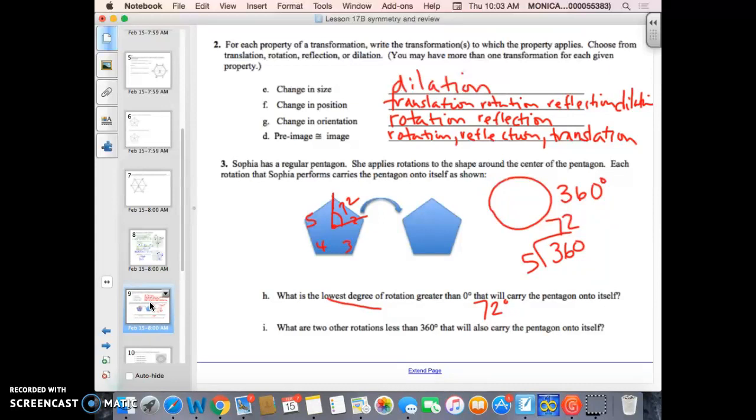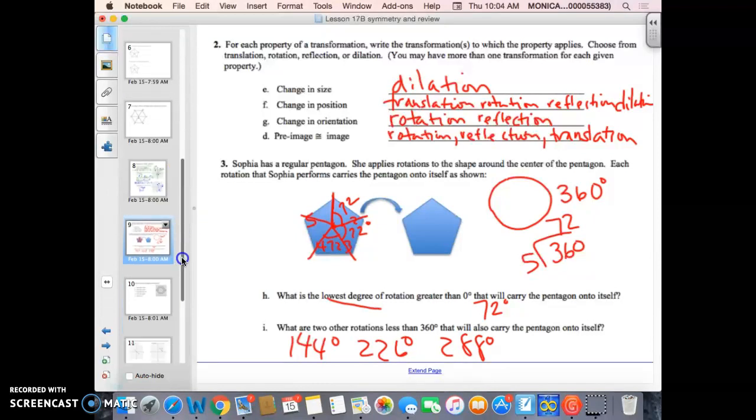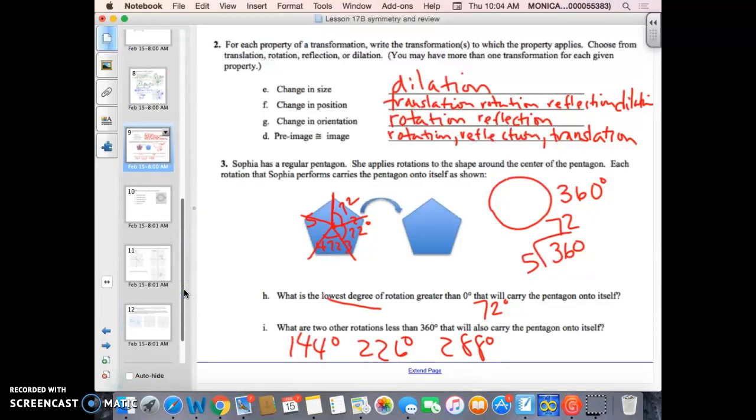So what are other rotations that will also carry the pentagon onto itself that are less than 360? Well, if I did from angle 1 to here, that would add on another 72 degrees. So 72 plus 72 is 144. And if I went to this one, that would add on another 72 degrees, and that's 226. And then if I added on this one here, that would be 288. So those are the 3 rotations that will carry it onto itself. And remember, if it was a hexagon, you would divide by 6, heptagon 7, octagon 8, so on and so forth.